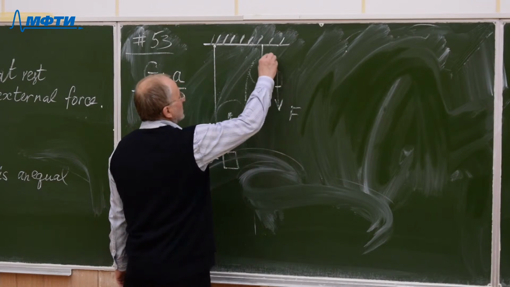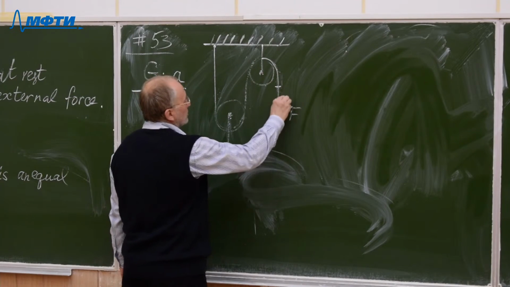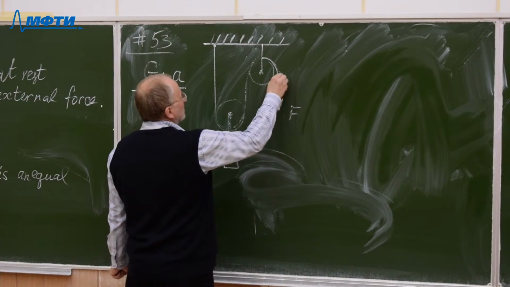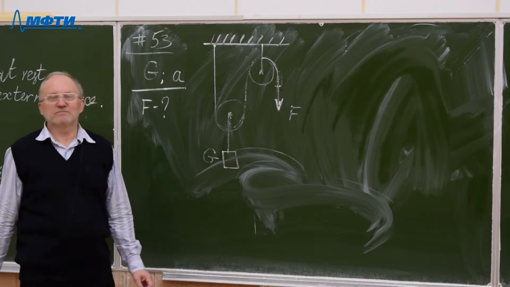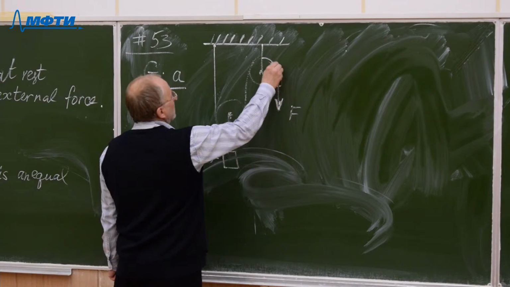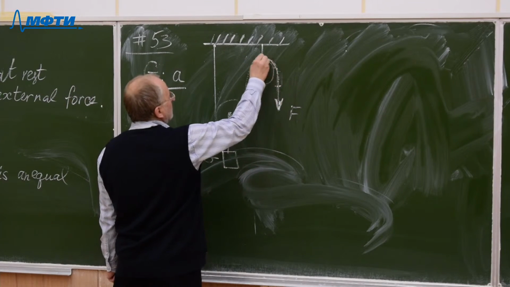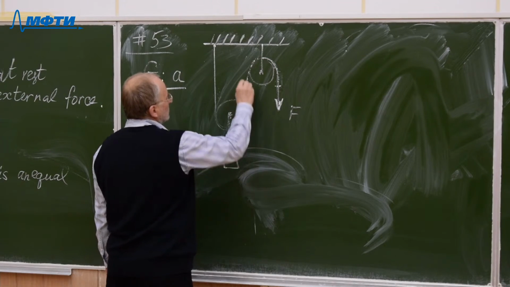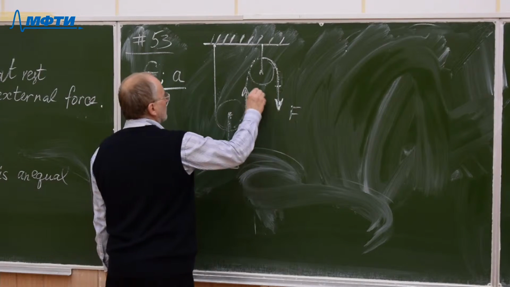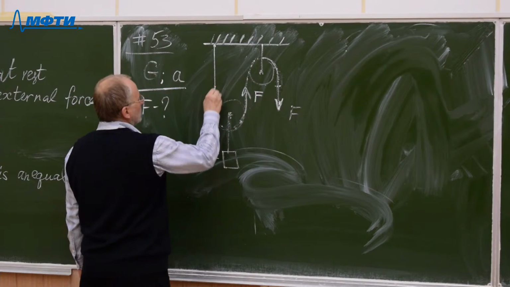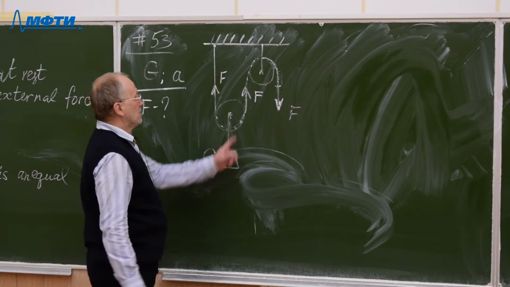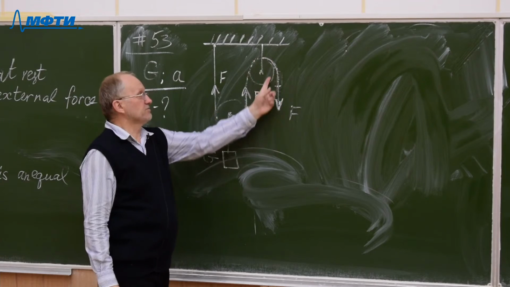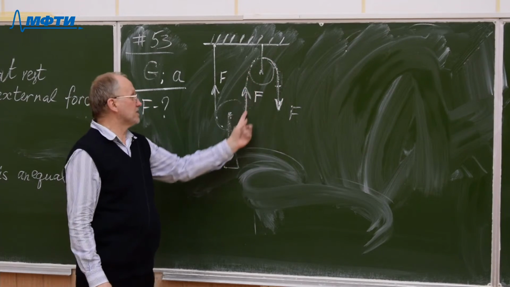Okay, so if this string is pulled down with a force F, then this will be the force of tension in the string. And this force will be the same here. The same force of tension will be here. And the same force will be here. Why? Because there is no friction, and because the mass of the pulley is negligible and the mass of the rope is negligible.